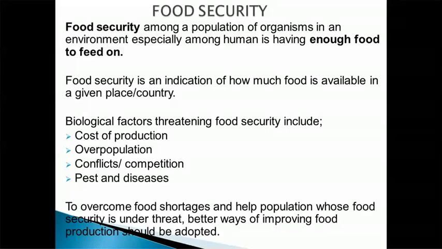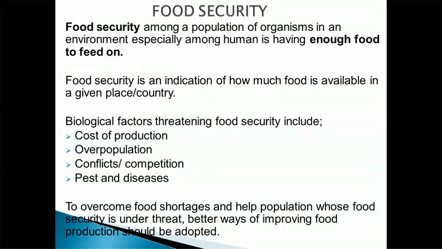So let's talk about food security. Food security among a population of organisms in an environment, especially among humans, is having enough food. So when you have a population of organisms and they have enough food to sustain them, nothing like starvation or anything, that means they have food security. Food security is an indication of how much food is available in a given place or country. All right, there are countries that are food secure. Food is not a challenge for them, and this is common among the developed countries. While the underdeveloped countries are still having food insecurity issues.